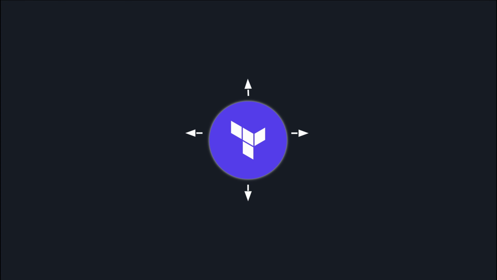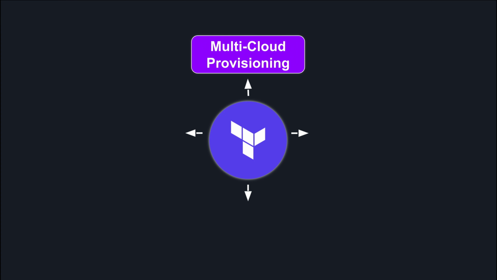Now let's have a look at some of the benefits of using Terraform. First and foremost is multi-cloud provisioning. One of Terraform's standout features is its ability to manage infrastructure across the different cloud providers, such as AWS, Azure, and Google Cloud. This means you can use the same Terraform configuration to provision resources in various cloud environments, avoiding vendor lock-in and giving you flexibility to choose the best services from different providers.